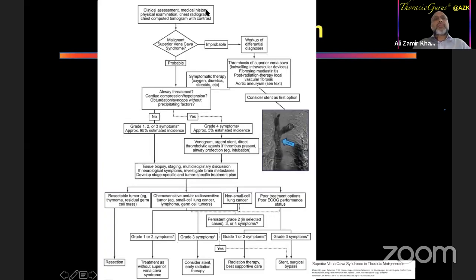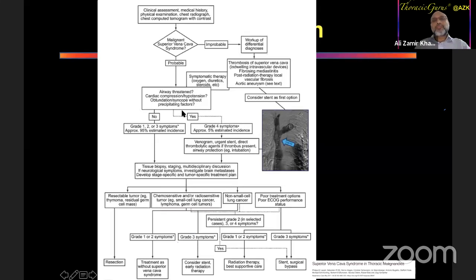So you do a clinical assessment, medical history, physical examination, chest radiography, and CECT. This we said is common with all of them. If it is a malignant SVC syndrome, then if you think that is the cause, look whether it is compromising or not. So you have to stage the SVC. If it is compromising, or you're in grade 4 symptoms, which will happen about 5% of the time, you got to go in for urgent venogram and stenting. Very important. Or if there is thrombosis of the SVC, which is causing the problem, then go for direct thrombolytic agents if the thrombus is present.